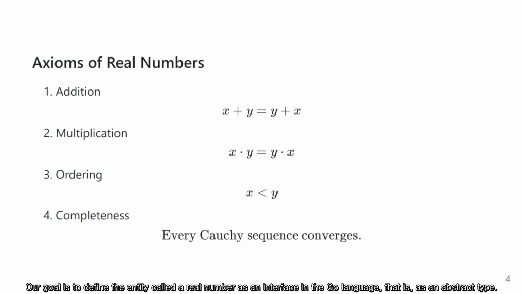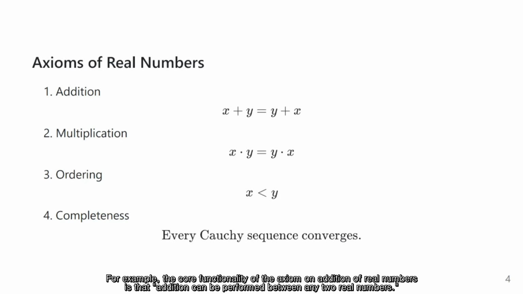Our goal is to define the entity called a real number as an interface in the Go language, that is, as an abstract type. However, we are not trying to map each axiom one by one to methods in the interface. This is practically impossible. To implement these axioms as methods, we need to understand the functionality of the axiom.